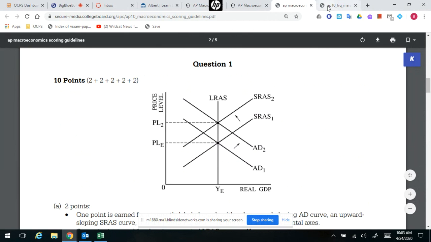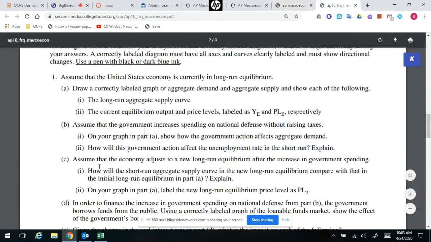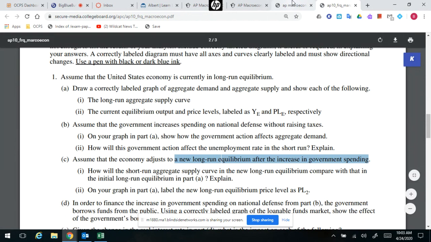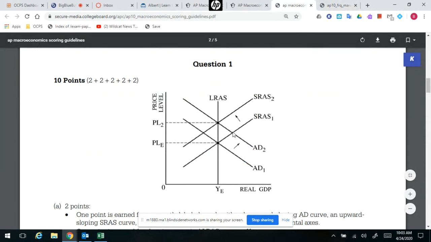And now let's take a look at C. So assume that the economy adjusts to a new long-run equilibrium after the increase in government spending. So now we're in inflation. What's going to happen in the long run? In the long run, we always come back to equilibrium. So we're in inflation. Notice how aggregate demand and aggregate supply are intersecting beyond the LRAS. So we're currently producing beyond our potential output. In the long run, we have to come back to equilibrium.